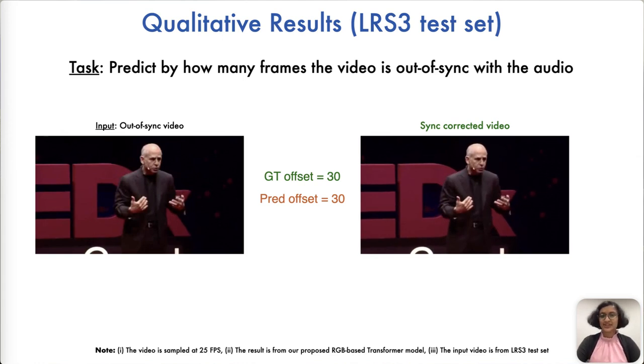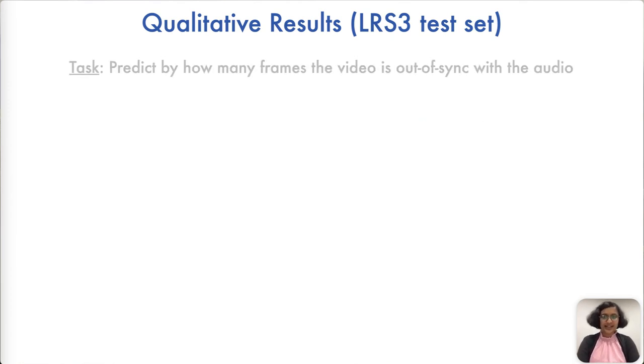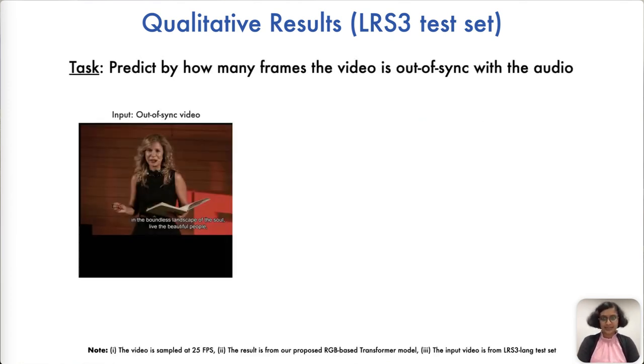So the input on the left is clearly out of sync. Also, note that the faces are shown here only for reference but are never used in our network. Now, our model accurately predicts the number of frames the video is off sync with the audio and is able to sync correct the video as shown on the right. Let us see another example.